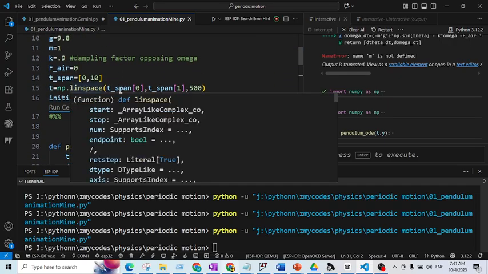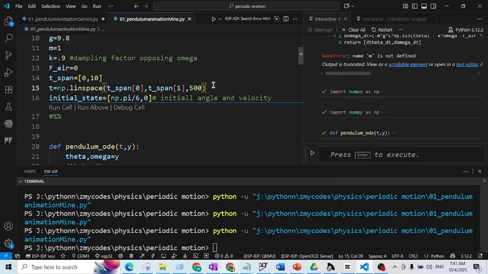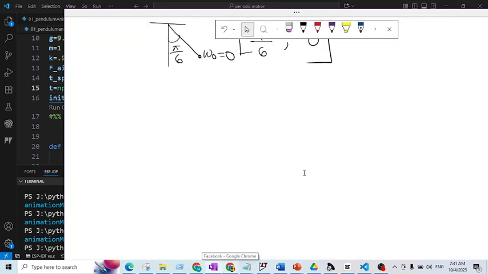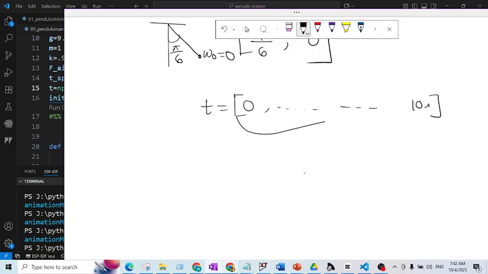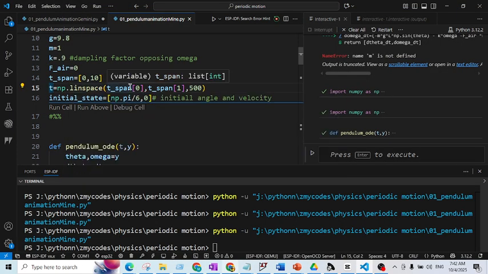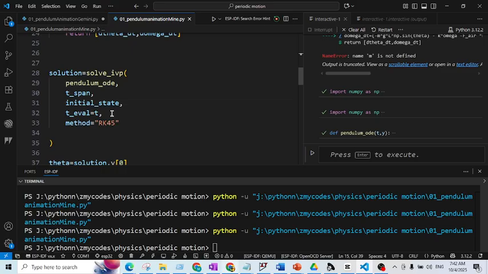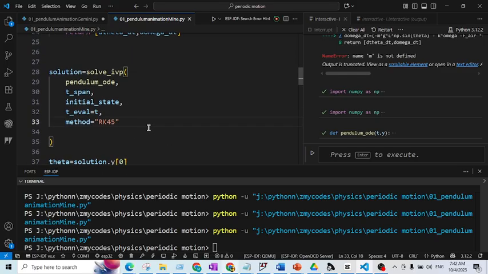So I have defined t. This line gives me the information about t. So what is t? t is from 0 to 10 seconds, and I have here 500 indexes. You see, I have here 500 indexes. Okay, now the method is Runge-Kutta 45.